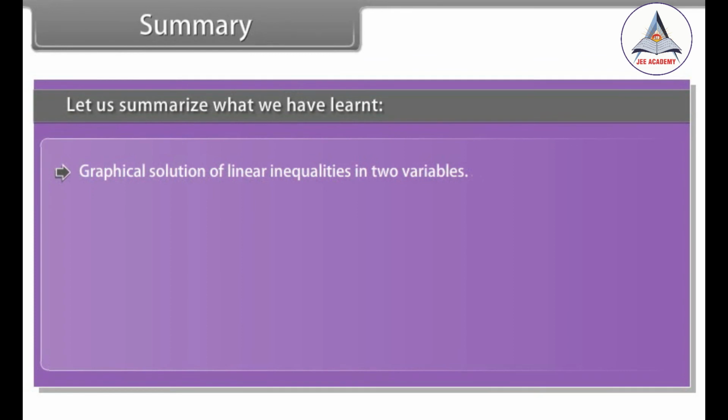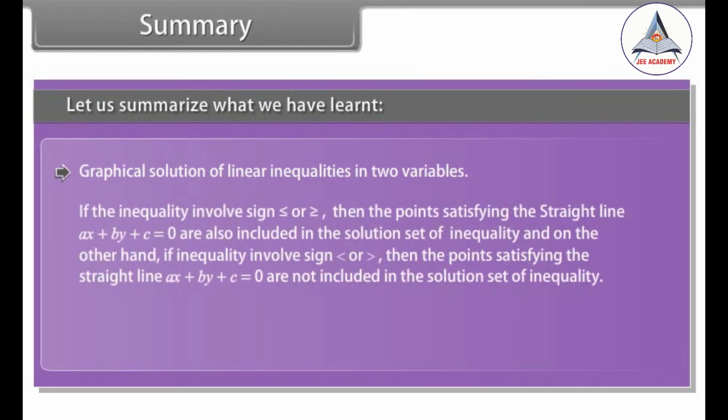Graphical solution of linear inequalities in two variables. If the inequality involves the sign less than or equal to or greater than or equal to, then the points satisfying the straight line ax plus by plus c is equal to 0 are also included in the solution set of the inequality. And on the other hand, if the inequality involves the sign less than or greater than, then the points satisfying the straight line ax plus by plus c is equal to 0 are not included in the solution set of the inequality.